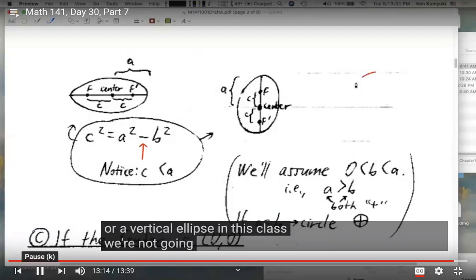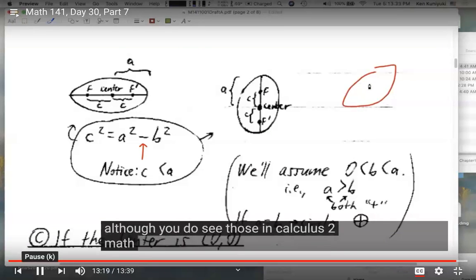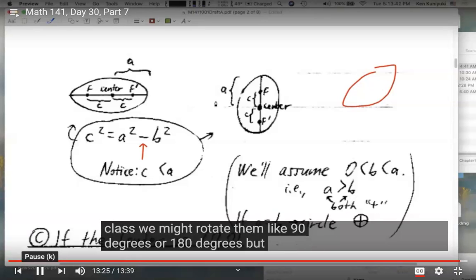In this class, we're not going to do 45-degree ellipses, although you do see those in Calculus 2, Math 151, rotating conic sections. In this class, we might rotate them like 90 degrees or 180 degrees, but not 45 degrees, not in our class.